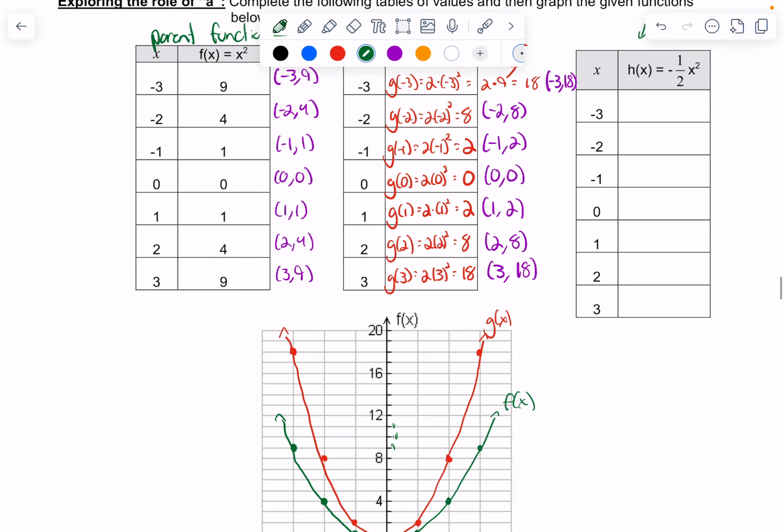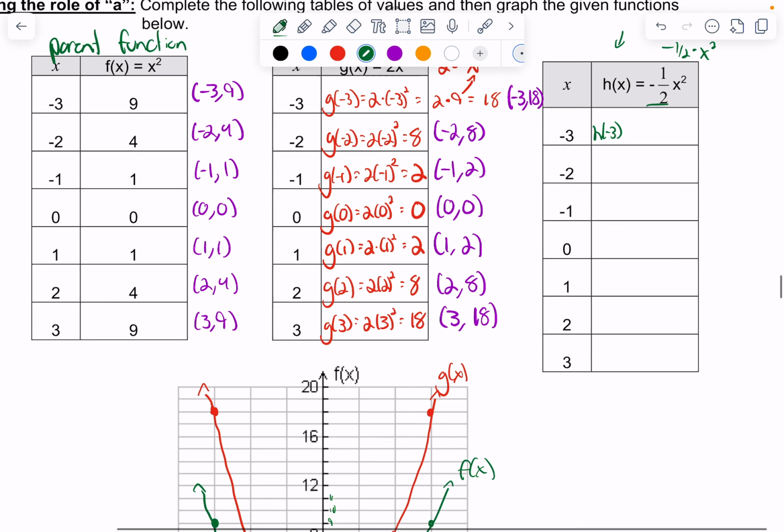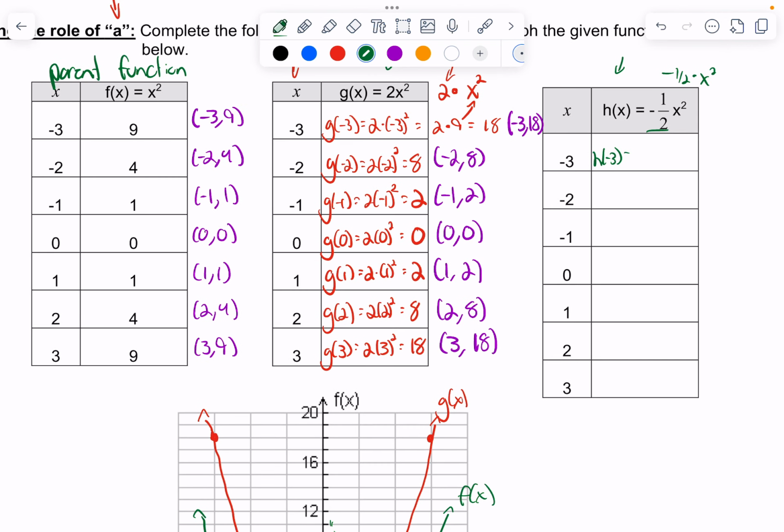Okay, so let's do the last one, for h of x. Again, the same math applies here, we just have a negative 1/2. So this is written as negative 1/2 times x squared. So h at -3. And it's okay to just take your calculator out and run through these numbers. It's negative 1/2 times -3 squared.